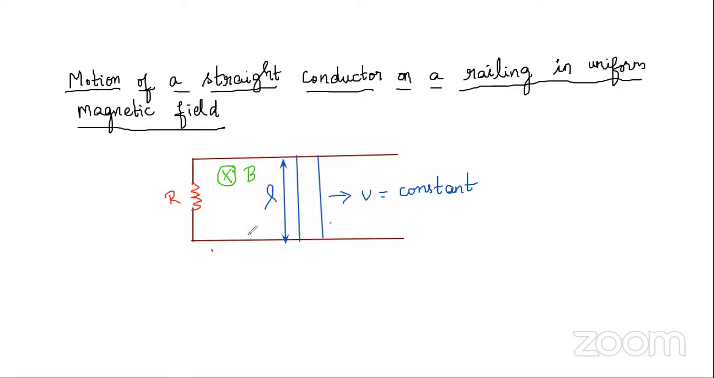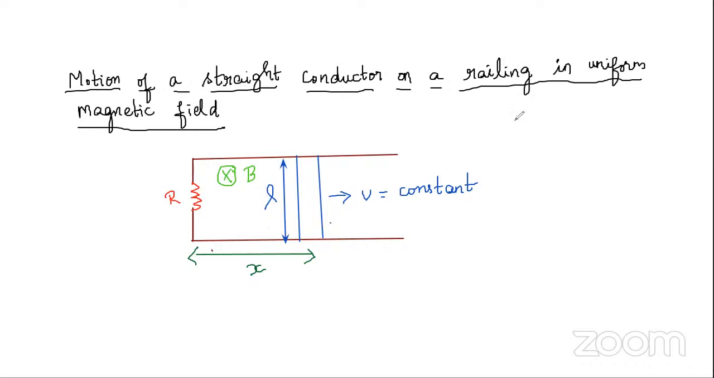And the distance between this resistance and this rod is x. The distance between this resistance R and the rod is x. Now, what is the EMF induced in this rod? What is the EMF induced in this rod?